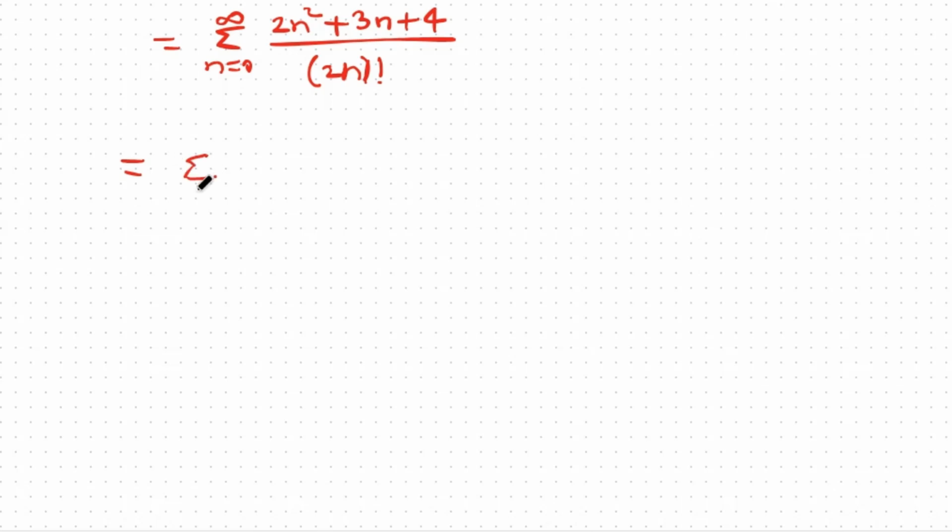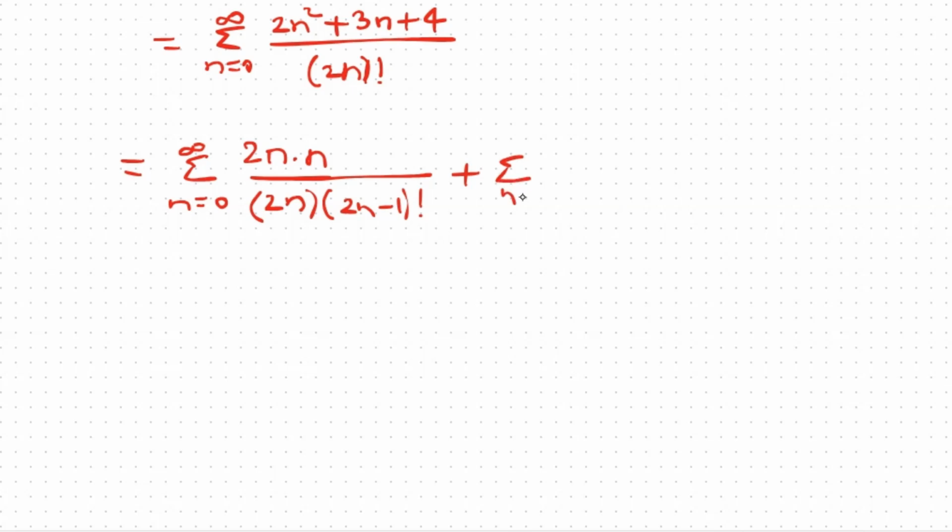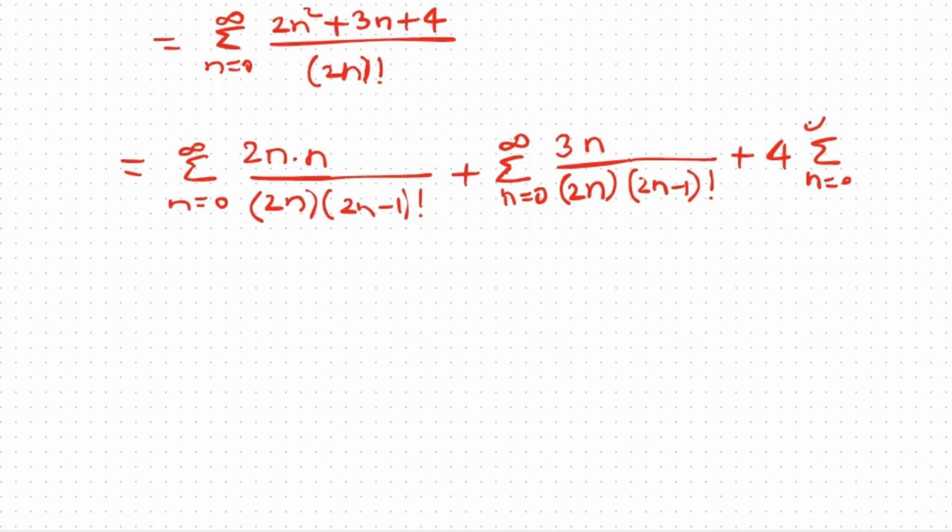You can write this as summation n equal to 0 to infinity 2n into n by 2n into 2n minus 1 factorial, summation of n equal to 0 to infinity of 3n by 2n into 2n minus 1 factorial plus 4 into summation of n equal to 0 to infinity of 1 by 2n factorial.